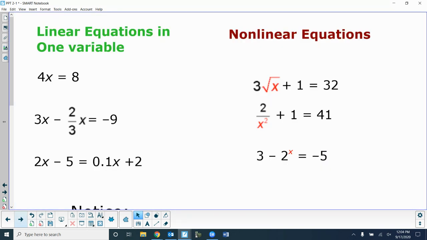And over here on the left, all of these are linear equations in one variable. And over here, these types of equations, which we'll learn how to solve sometime during the year, are nonlinear equations. Okay, so if I were to graph a linear equation, what's it look like? A line, yeah, that's where the line is in the word linear, right? When we get square roots and x squared in the denominator and x as an exponent, they're curved graphs. Won't be a straight line.